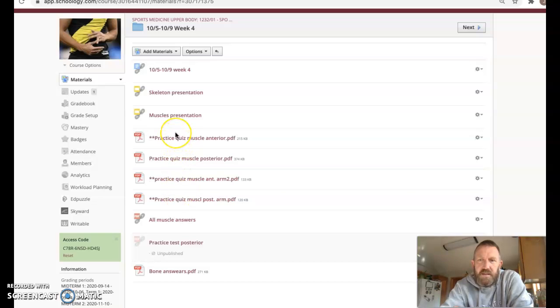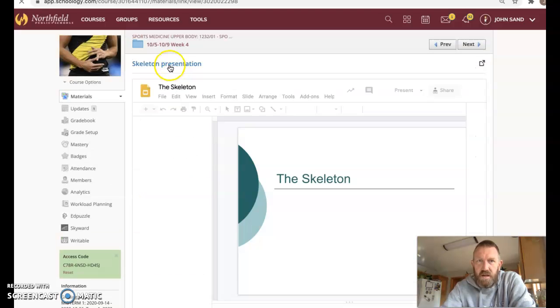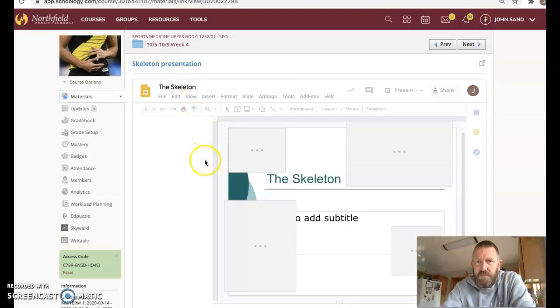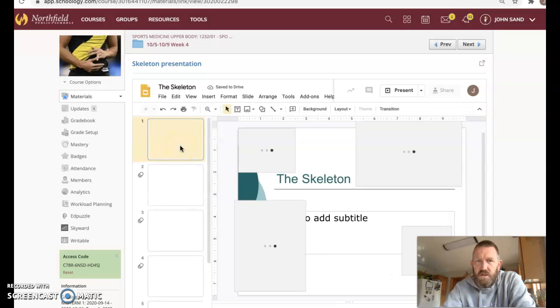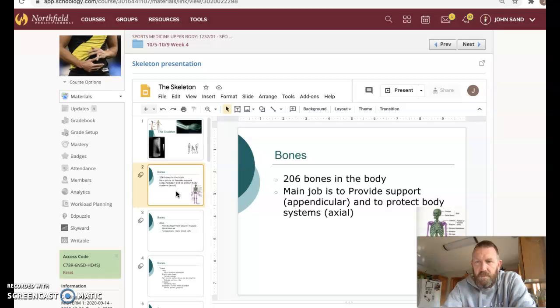So on the test, you will have a picture of a skeleton that you have to label bones. So you have to be able to label humerus, ulna, radius, carpals, metacarpals, phalanges, clavicle, thoracic, cervical, lumbar vertebrae, ribs, kind of all those different simple bones. Then you also will have questions that'll be multiple choice in nature on the skeleton. So if you look through the skeleton presentation, each one of these slides could have a question.